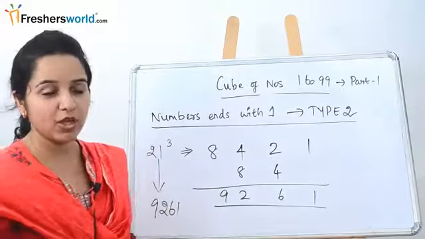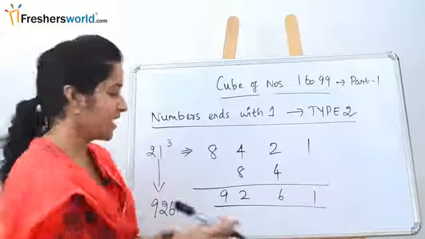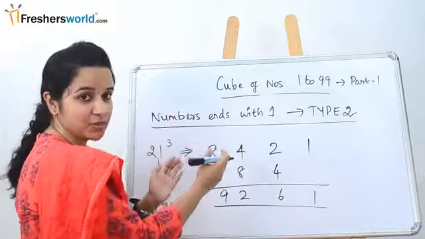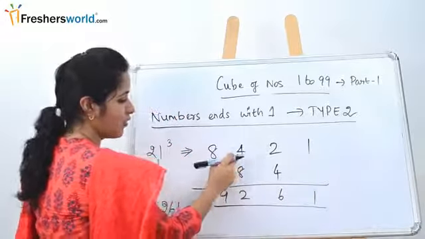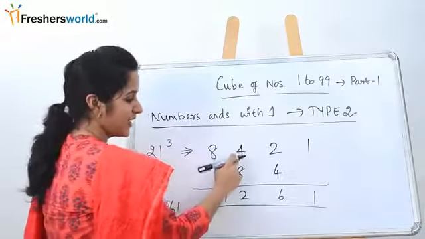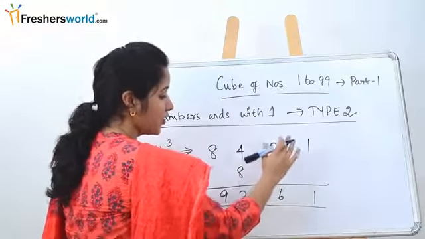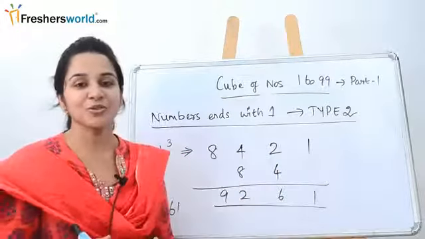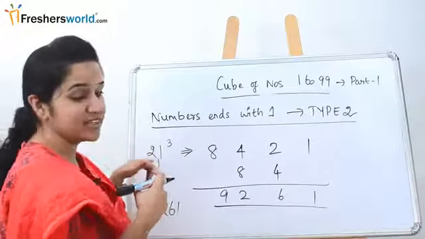So how did we solve it? In the same way that we did for type 1, with one minor change. Instead of putting the 21 in the first 2 places, we put it in the last 2. So 21 at the end, 2 square is 4, 2 cube is 8, multiply the middle two digits by 2, which is nothing but 8 and 4. Then you add it in the same way. Once you do this, you will easily get the cube for problems where the numbers end with 1.